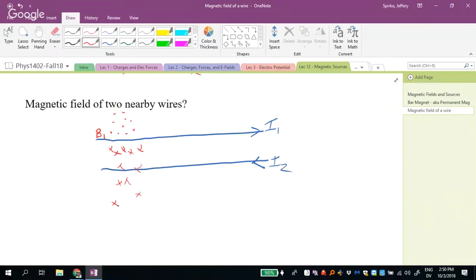And now let's do a representation of B2. So we lay our thumb along the second current. And we find that above the second current, our fingers are pointing into the page. So for B2, we have all the X's due to I2, and below it, we have all the dots.